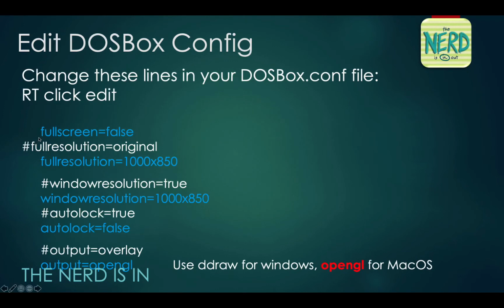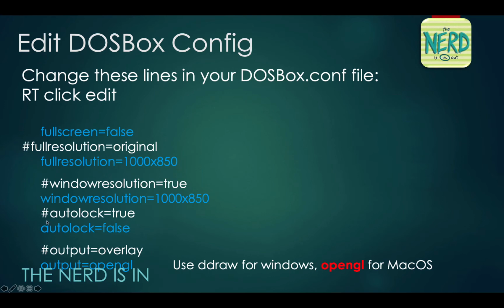I made sure in the configuration file that it said full screen equals false, and then I changed the full resolution to however many pixels I wanted on the screen for the size of the application, and I found it's best to also set window resolution to the same value. Now, what I do with the old values is I stick a pound sign in front of them, so I don't lose them from the configuration file. This comments out that line.